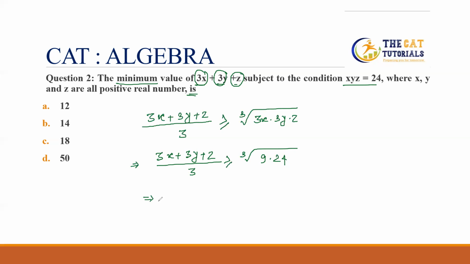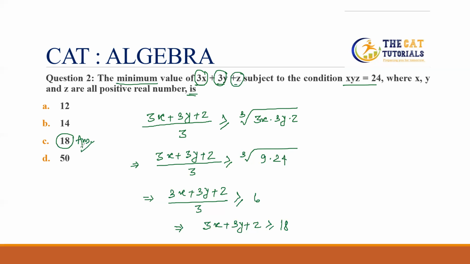So when we take the cube root of this, I'm going to write the complete steps, but in the examination hall there is no need to write the complete steps. It depends on your mental calculation. So the cube root of this part is 6. If the cube root of this part is 6, then definitely we can write 3x plus 3y plus z is greater than or equal to 18. So here we have to find the minimum value of the given expression 3x plus 3y plus z. So the minimum value of this is 18.